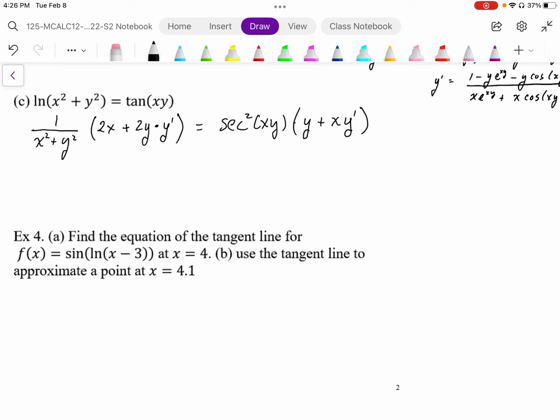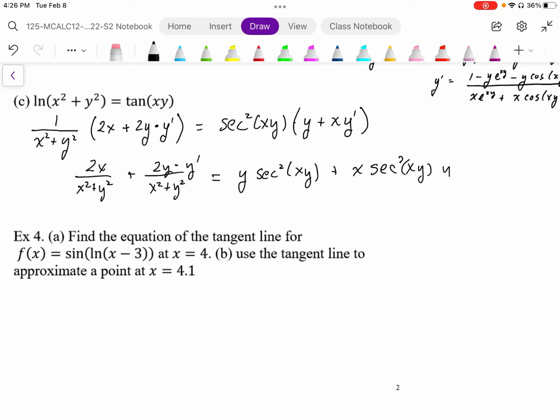Okay, so then I need to group together my y primes. I'm going to end up with 2x squared plus y squared plus 2y over x squared plus y squared times y prime. So there's my y prime equals y secant squared xy plus x secant squared xy, and I have the y prime on that term.